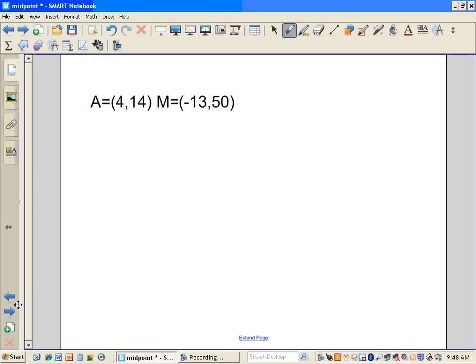One last example here. x1, y1, here's my midpoint. My midpoint x is negative 13. I know that that comes from x1 plus x2, divided by 2. I know my x1 is 4 already, so I can just fill in 4. To solve for x2, I have to multiply by 2 on both sides. So that's going to be negative 26 is equal to 4 plus x2. If I subtract 4 from both sides, negative 30 is equal to x2.